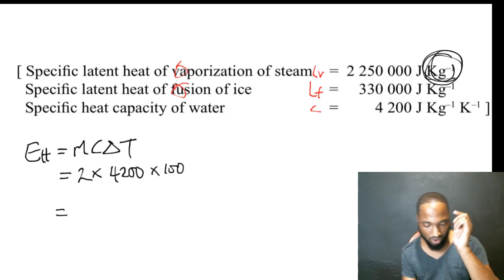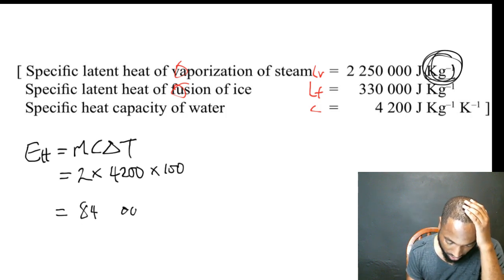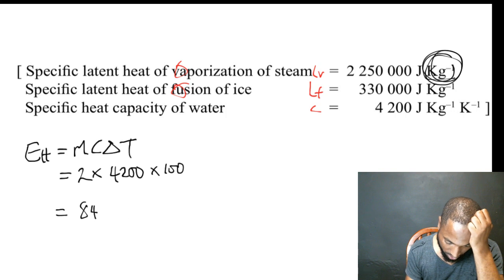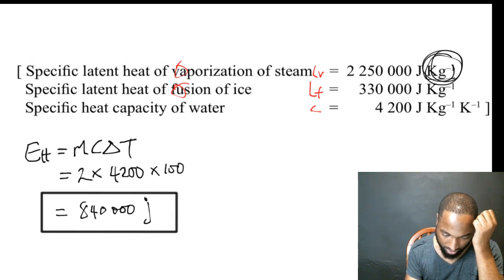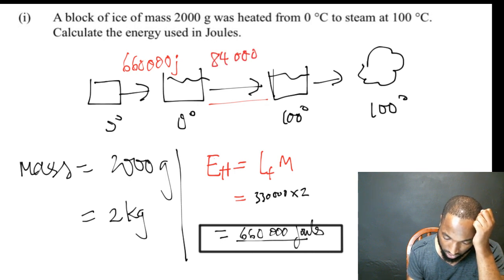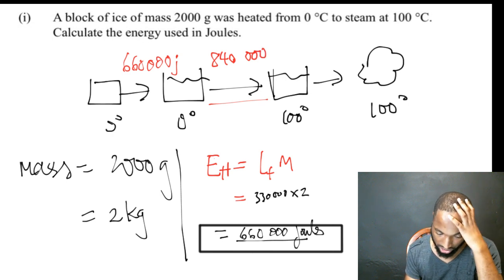That's going to be 84. 1, 2, 3 zeros. 2 more zeros to go. 1, 2, 3, 4 zeros, 840000 joules. So that's the second part there. This was the first part here. So I think this was 84, and one more zero. 84, I think that is what it was.